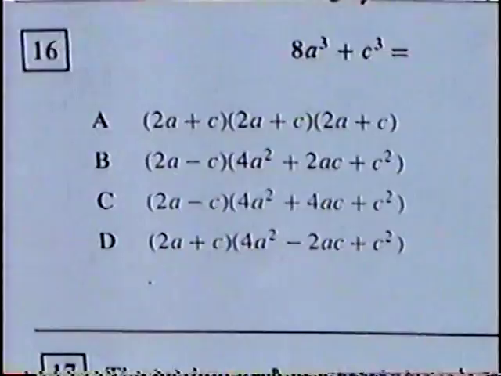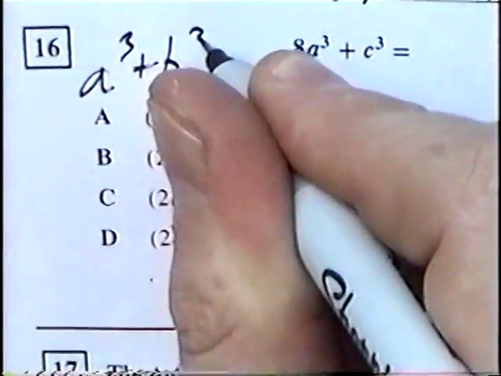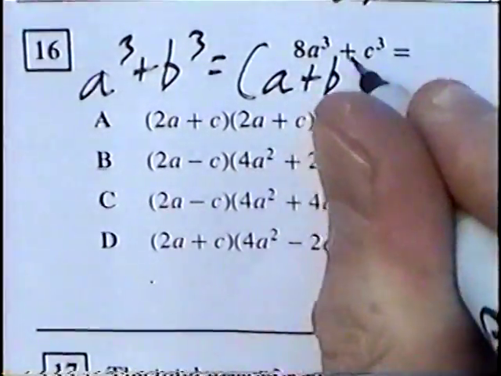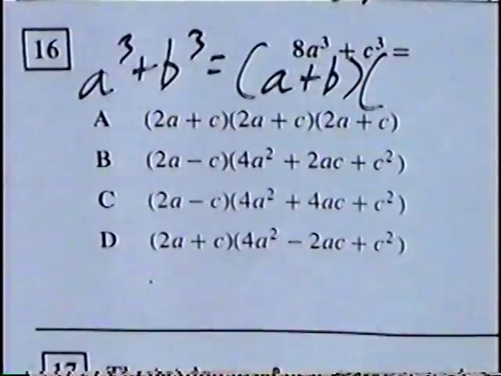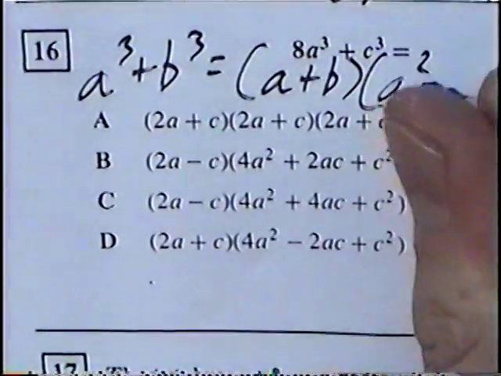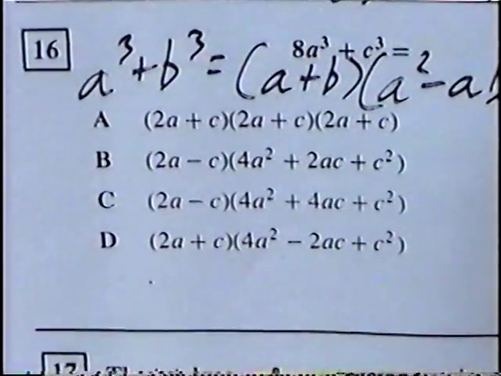The formula for sum of cubes is a cubed plus b cubed is equal to the first parentheses a plus b, and the second parentheses is a trinomial, which is a squared, then the opposite sign, minus a times b, and plus b squared.